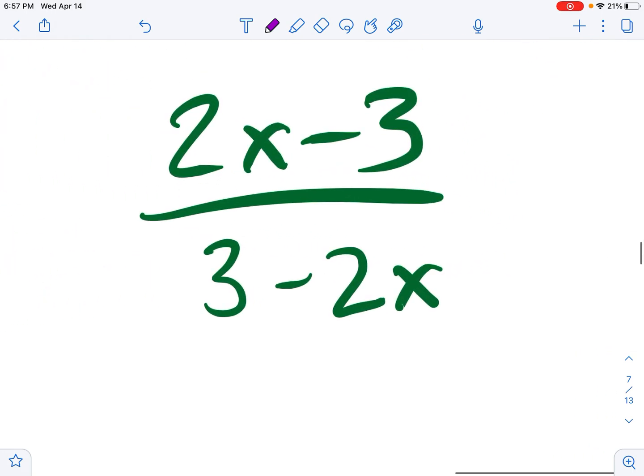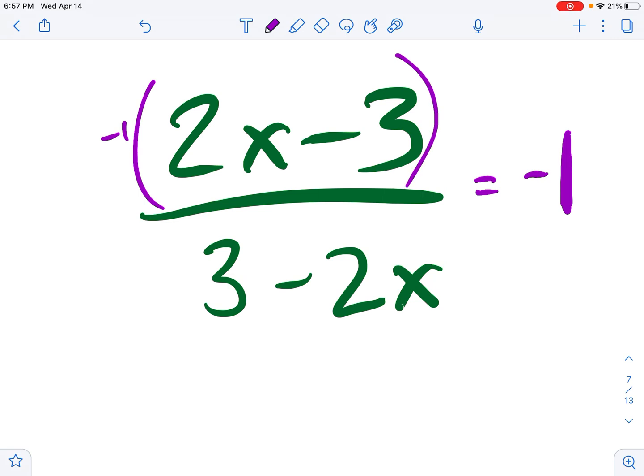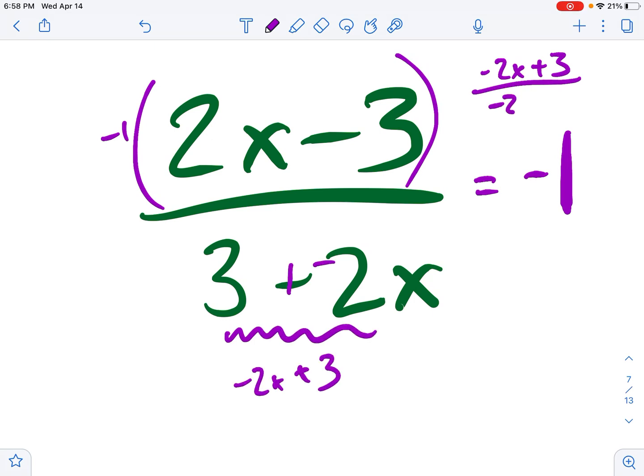And finally, oh, this is looking like subtraction and it's exactly reversed. This is going to be equal to negative 1. How do I know that? Well, let's put a negative 1 on here, and we would get negative 2x plus 3. Now, doesn't this really say negative 2x plus 3 if I rearrange the order in my denominator? Yeah. But this all happened because I put in a negative 1.